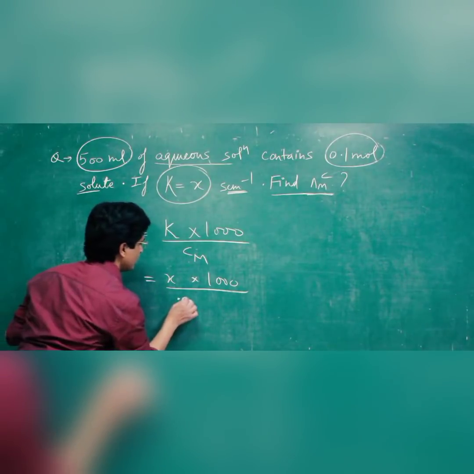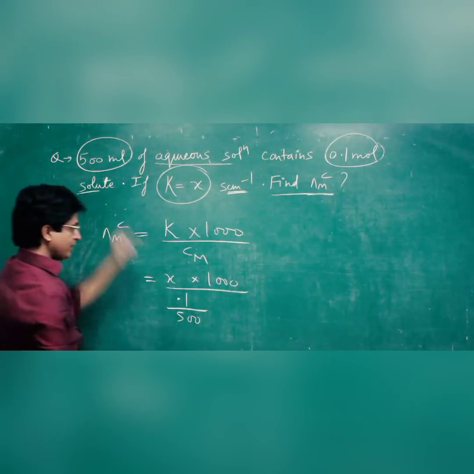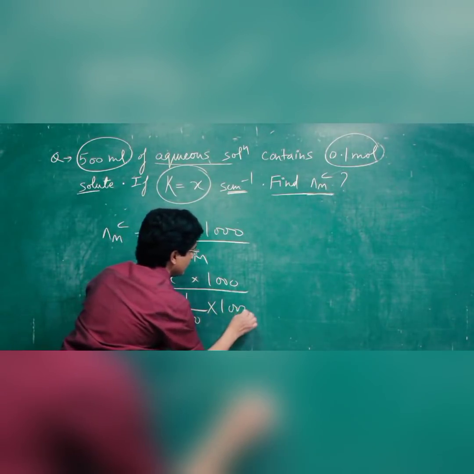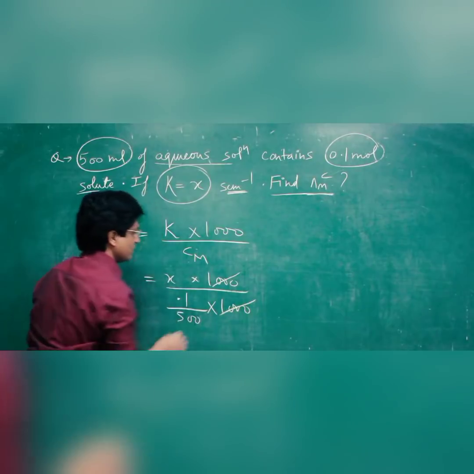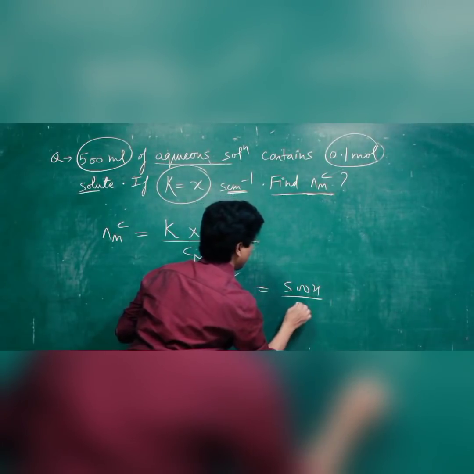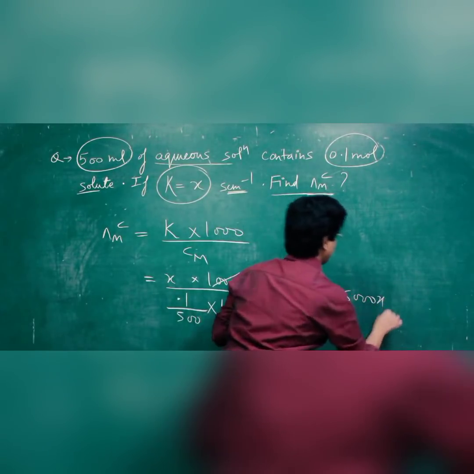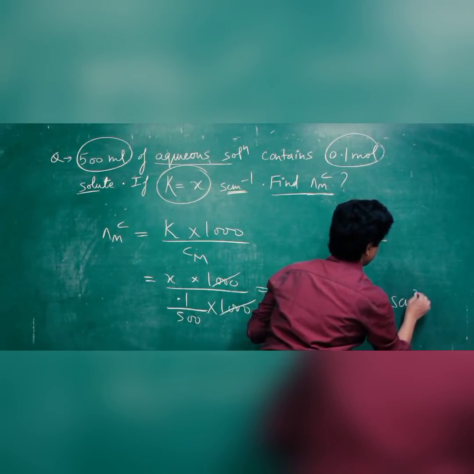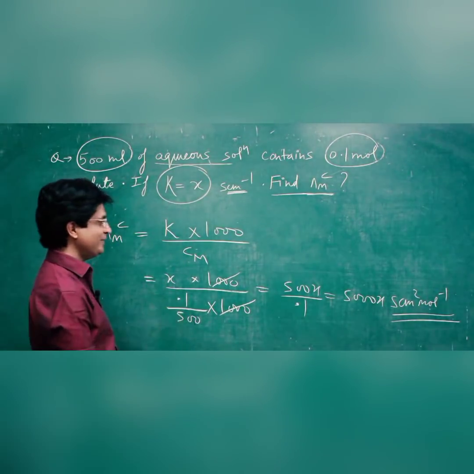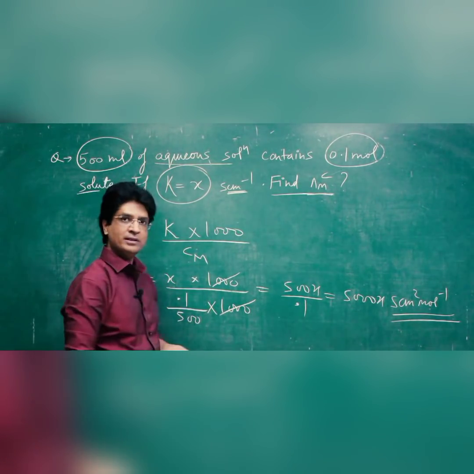So number of moles is how much? 0.1 mole divided by volume 500. This is ml. So what will you do to convert ml into liter? Multiply by 1000. So when you do that, 1000 will be cancelled. This will go up and this will give you 500x upon 0.1. This will be 5000x Siemens centimeter square per mole. That will be the answer. Simple one, I believe. But these kind of questions they are asking. So please keep on practicing these questions. Let's do one more question.